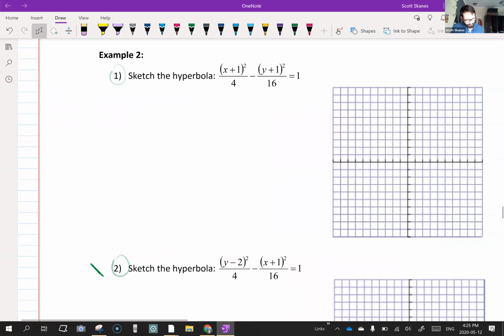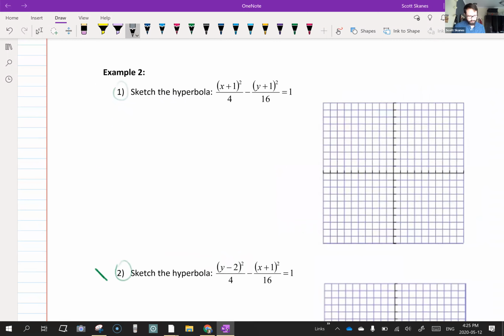So let's do this. Sketch the hyperbola. First things first, what is it going to look like? Which term comes first, x or y?